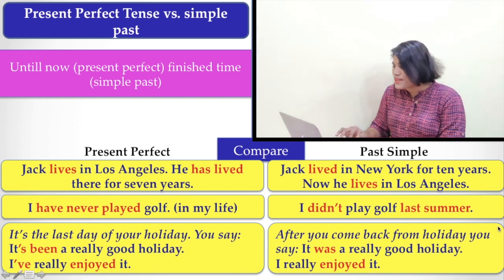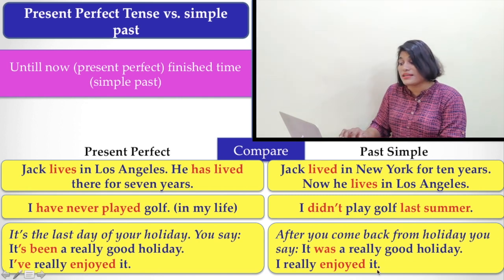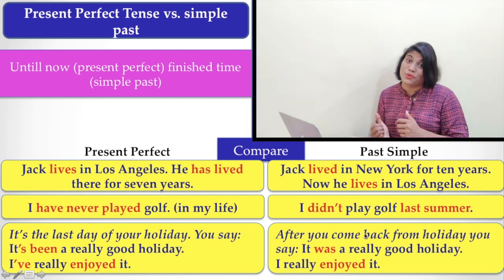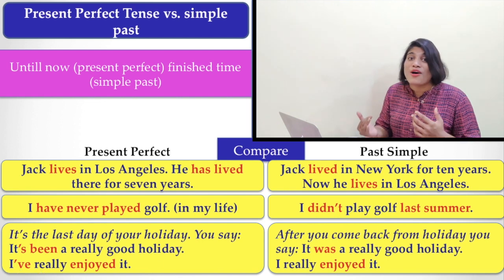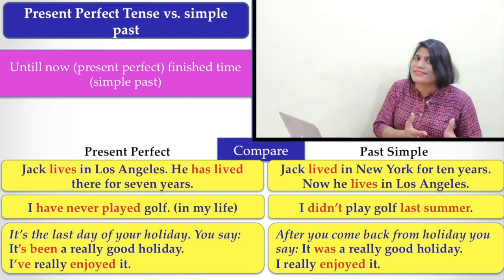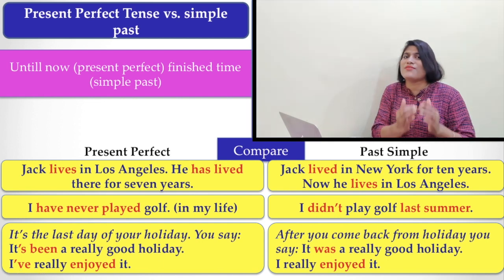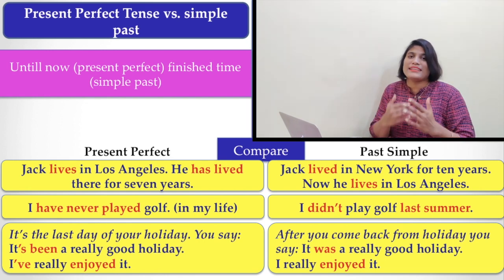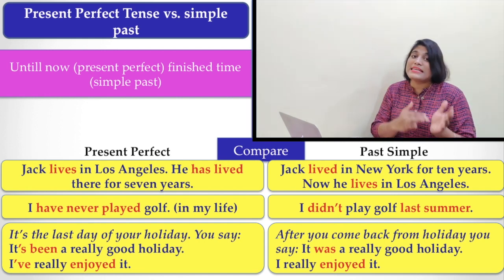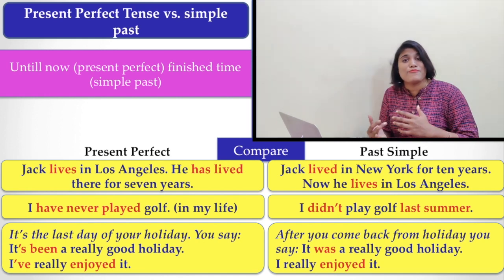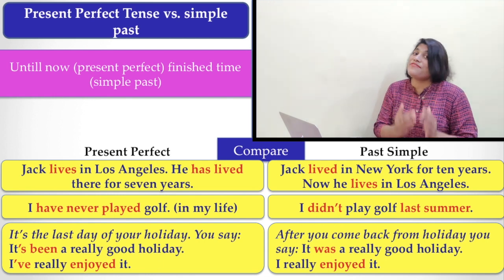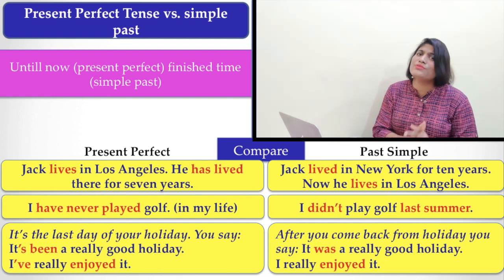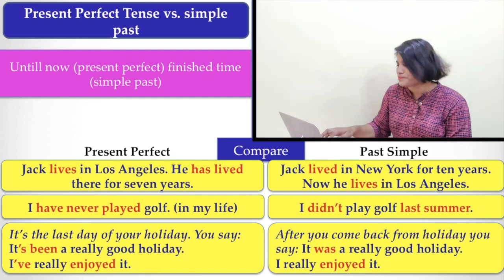Let's see. It was a really good holiday. I really enjoyed it. So now you are at home. That is, you have ended your holidays there. But in the previous case, you didn't end your holiday. You are at the end of your holiday, the last day of your holiday. So on the last day, or while you are still on holiday, you have to use present perfect. And if you have finished everything, you have to use simple past tense.